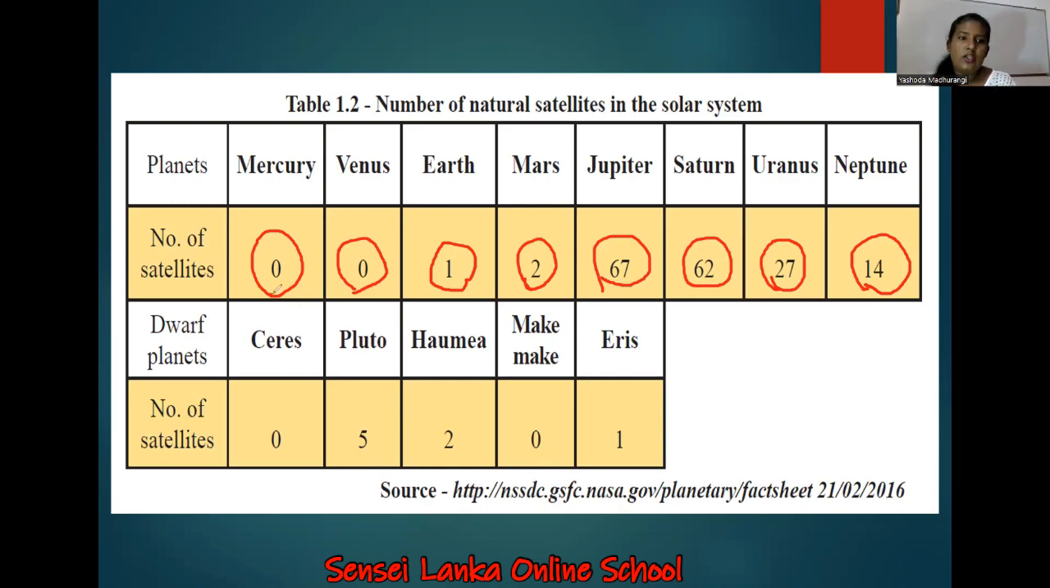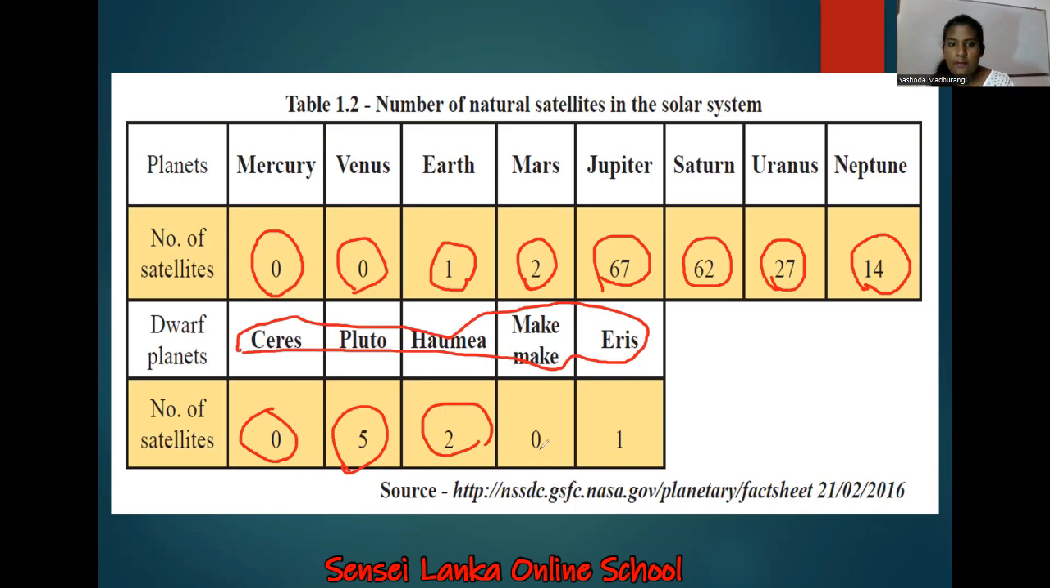Then we can look at the dwarf planets. They also have names. I will explain it in this lesson. So now just look at the names. We are learning 5 dwarf planets. Ceres has no natural satellite. Pluto has only 5. Haumea has 2. Makemake has no natural satellite. The number is 0. Eris has 1.